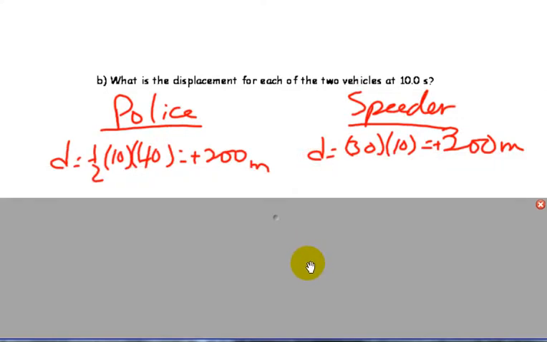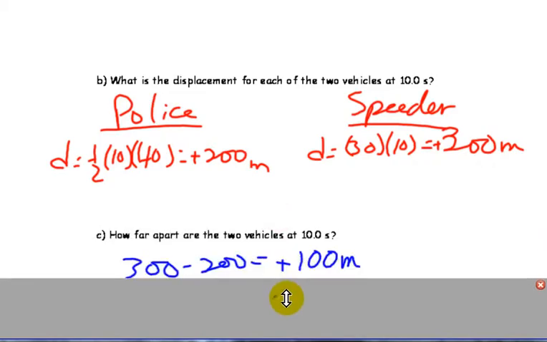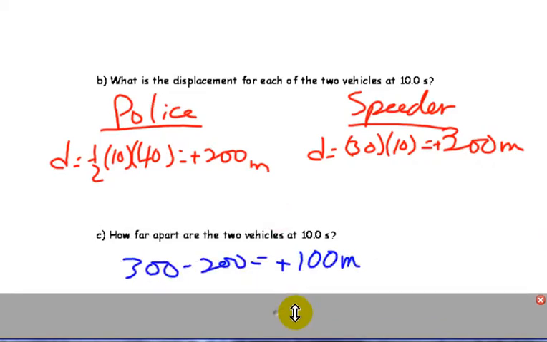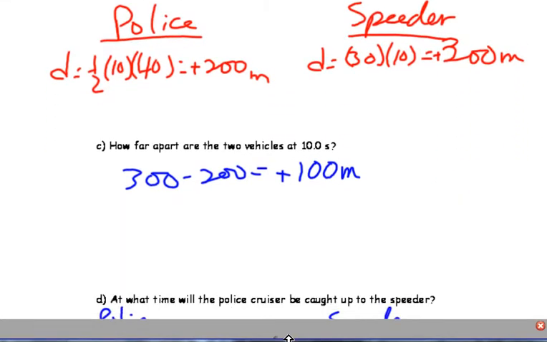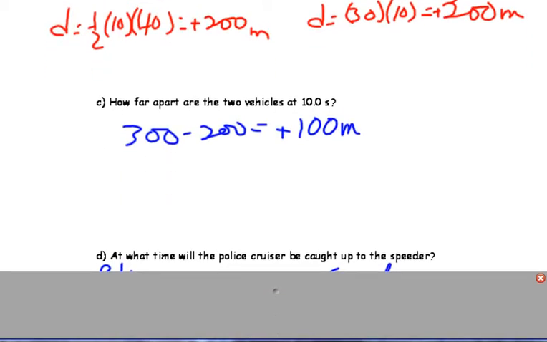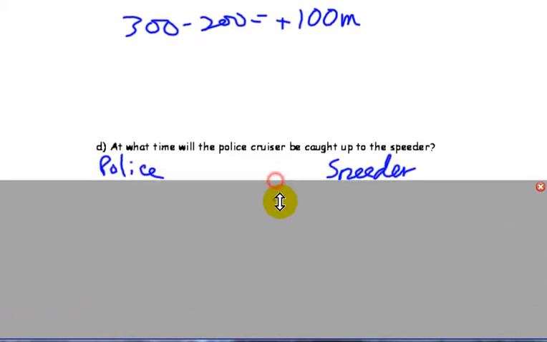The police officer forms a triangle shape. The speeder is a rectangle shape. So 200 meters versus 300 meters. So the police officer hasn't quite caught up yet. And so, how far apart are they? They're 100 meters apart if we take that difference into account. And then the last question, of course, is when will the police officer catch up to the speeder?